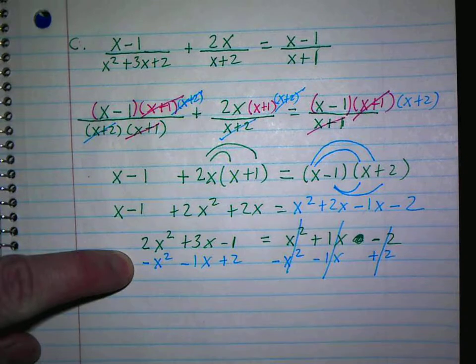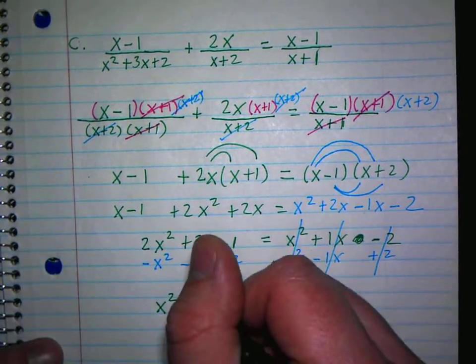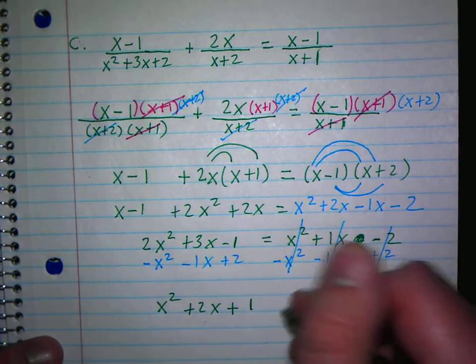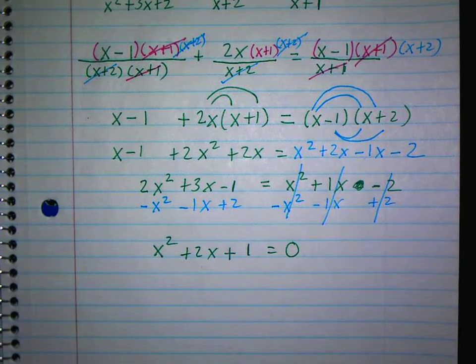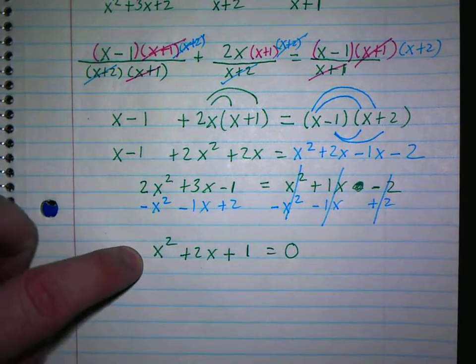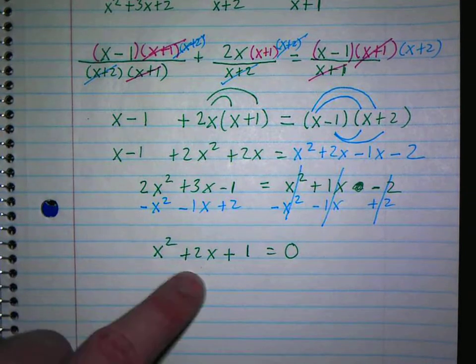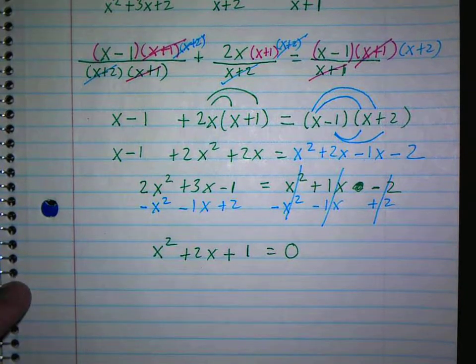2x squared minus 1x squared is just x squared. 3x minus 1x is 2x. And negative 1 plus 2 is 1 equals 0. And then you could use the quadratic formula, negative b plus or minus square root b squared minus 4ac divided by 2a. And a would be 1, b would be 2, c would be 1. You could also just graph, see where it crosses the x-axis. Or, even easier, factor, right?